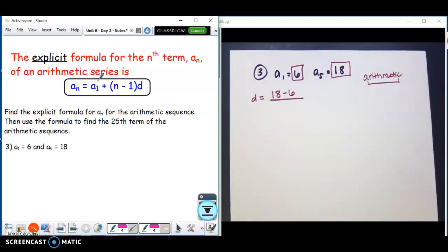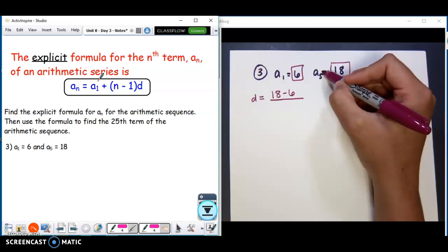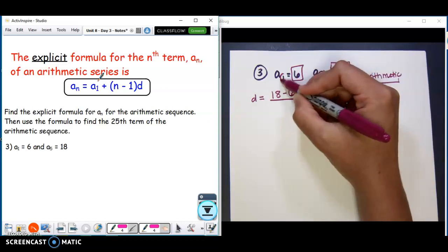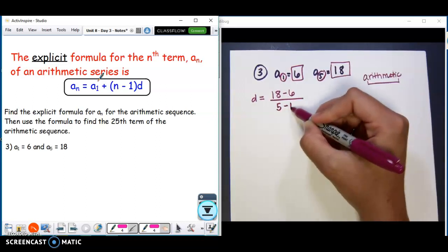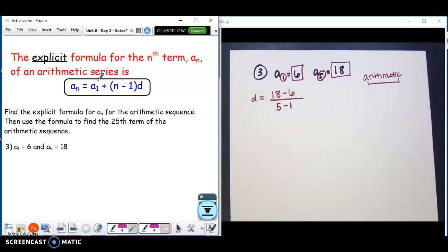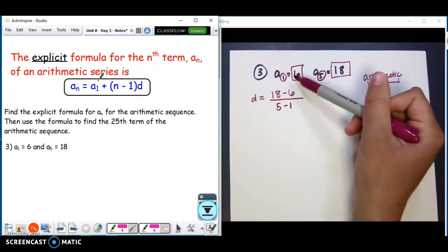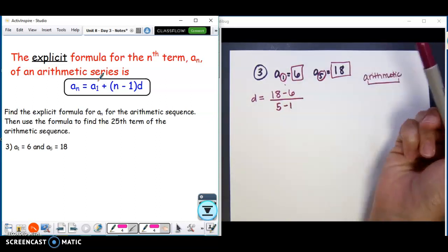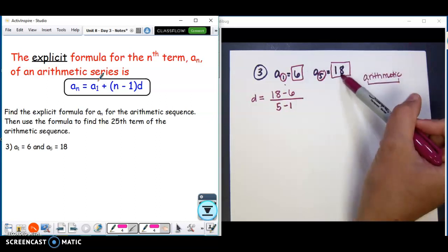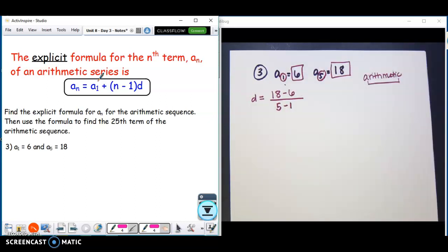And then in the denominator, you're going to subtract what term it is. So we're going to do 5 minus 1. Now, it really doesn't matter which one goes first. Just make sure you're consistent. So if you do 18 minus 6, you have to do 5 minus 1. Whereas if you would have done 6 minus 18, then you would do 1 minus 5. So just be consistent with that.